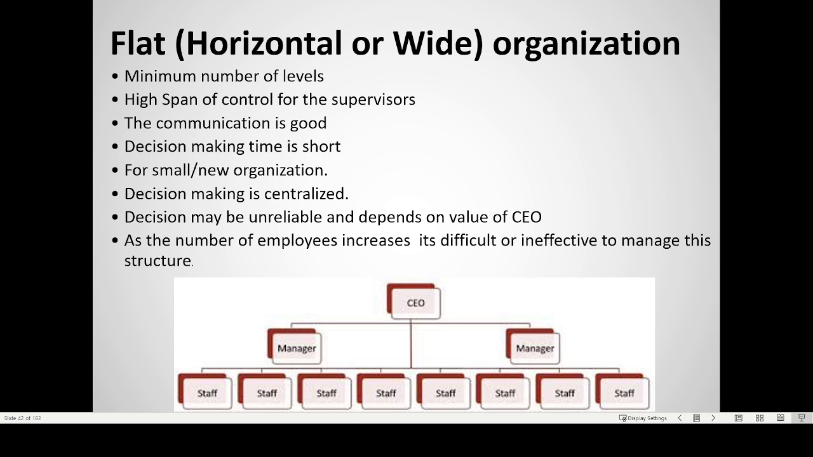Decision making is centralized. This is one of the negative aspects of the flat organization, that decision making is centralized at the CEO or at the two managers, while in the vertical we have multiple layers, more specialties, supervisors, directors, division managers, etc., where the decision is directed to its specialty.